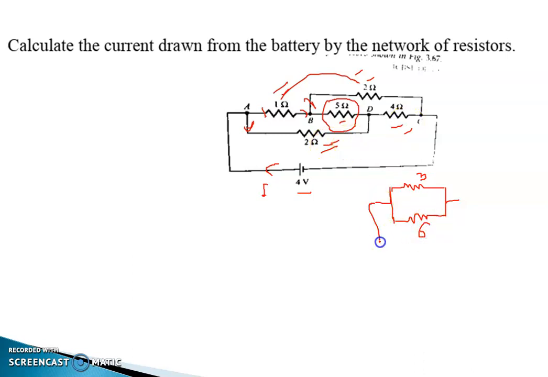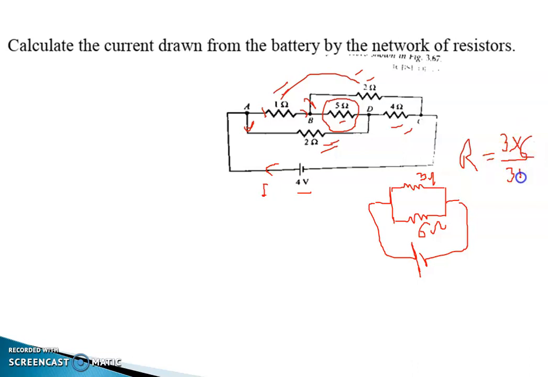And this is the battery of 6 volt. Now the 3 ohm resistance and 6 ohm resistance are in parallel. So we have to calculate the equivalent resistance, and it will come out as 1 by R equal to 1 by 3 plus 1 by 6. So it will become 3 into 6 divided by 3 plus 6.